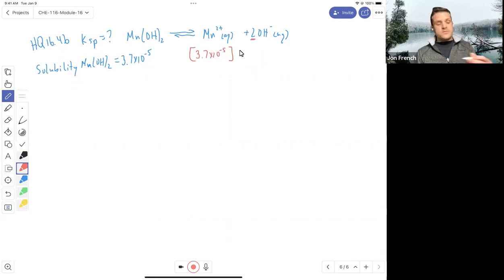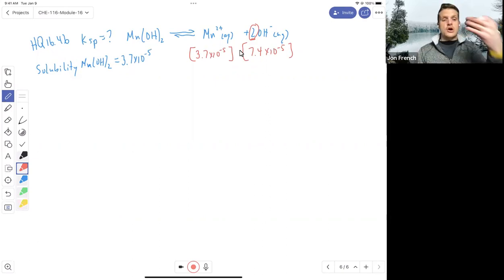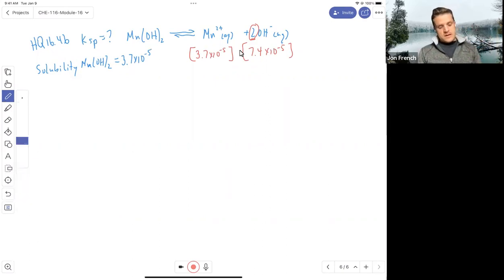Because I'm going to get twice as much hydroxide, right? The concentration of hydroxide in solution is going to be 7.4 times 10 to the minus 5, because it's twice the concentration that went in solution, because of that coefficient 2 in front of the hydroxide. So now we can find the Ksp.